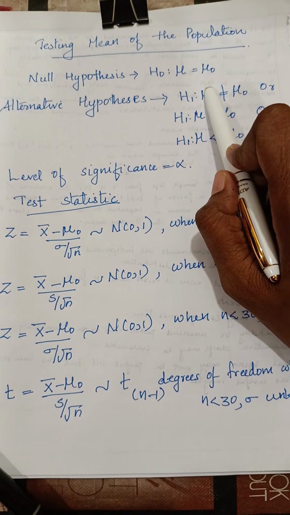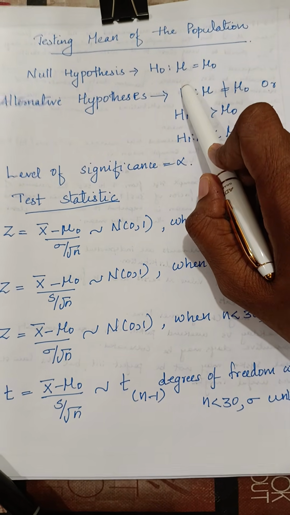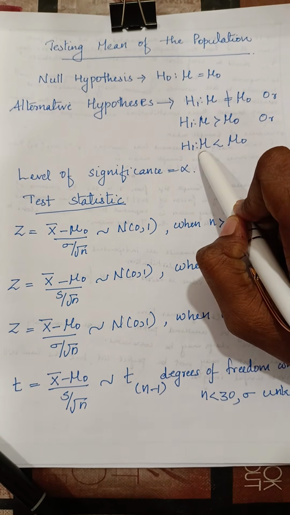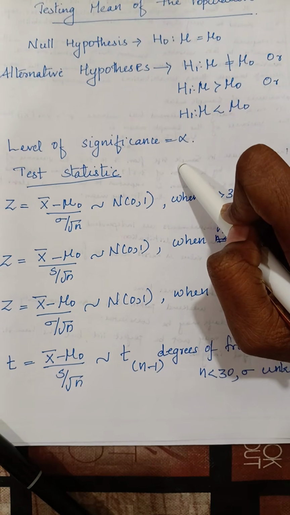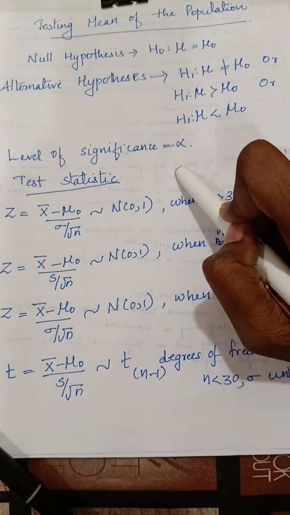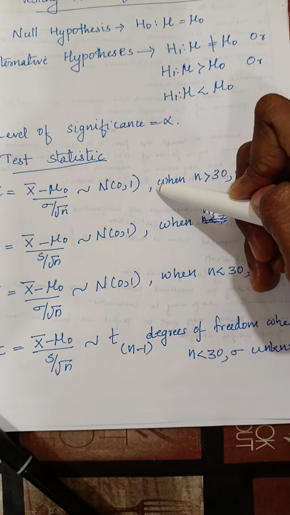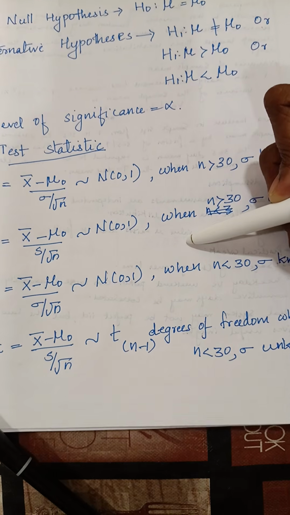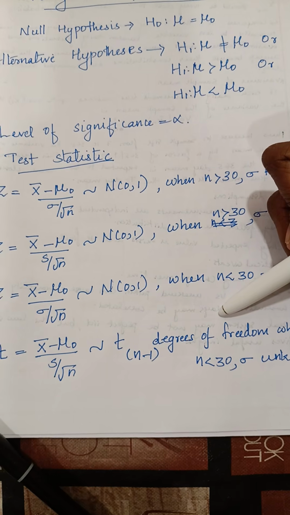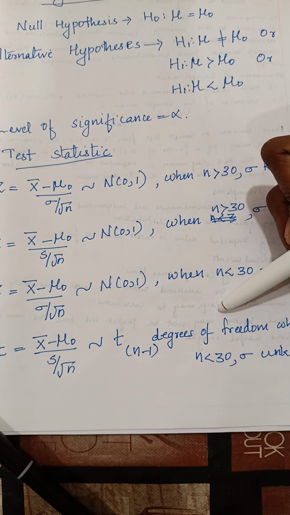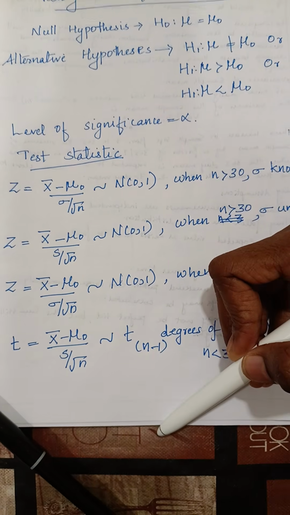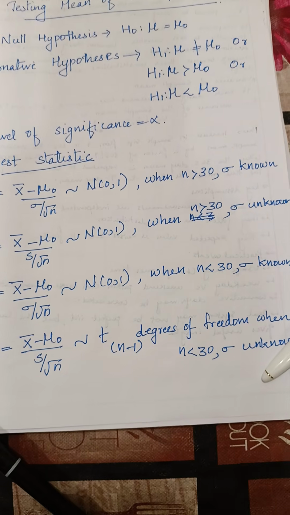So the null hypothesis will be taken as equal to, and after stating the null and alternative hypothesis, we will be selecting our level of significance. This also will be given in your problem. If it is not given in the problem, we will be taking this alpha as 5%. And there are various test statistics we will be using while testing the mean of the population. So based on the conditions that we are given, we will be choosing our test statistic. So we will be using any one of these test statistics based on the data given.